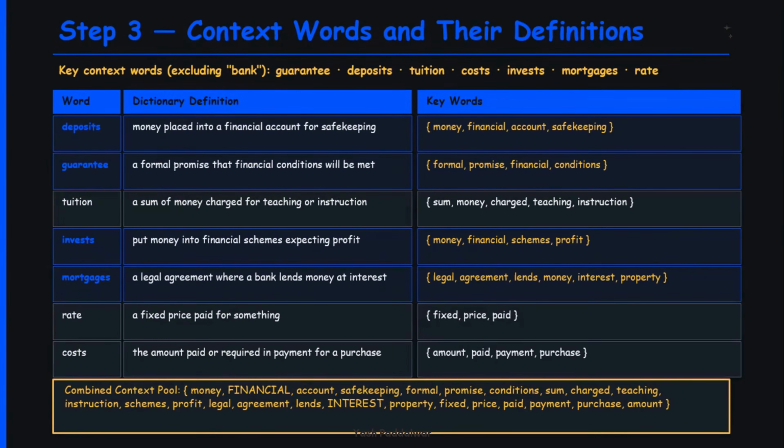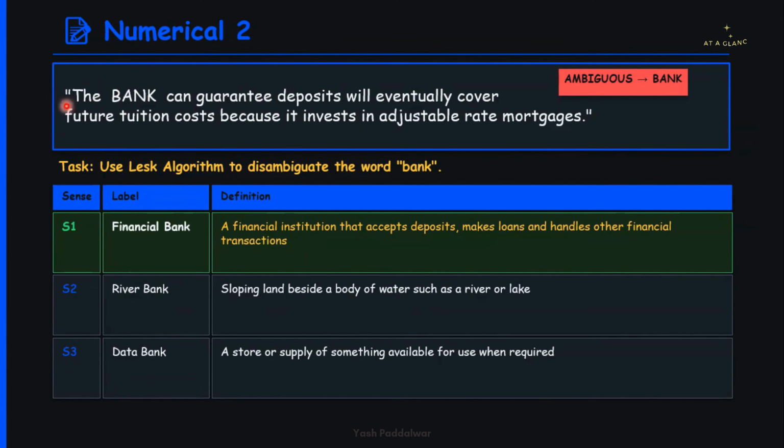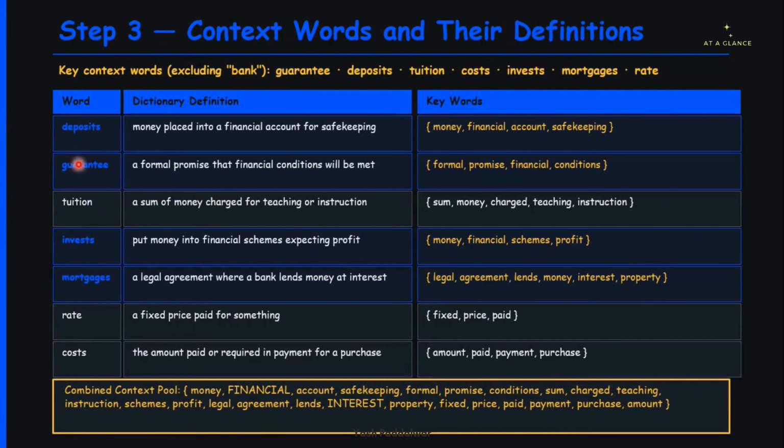Capture the important keywords. In step 3 we have to get the context words and their definitions. In the given sentence we have the context words deposits, guarantee, tuition. Basically we are taking out the important words of the sentence in the question. Don't include bank in it. So guarantee, deposits, these are the important words. Like this we have jotted down the words and their dictionary definitions, and we have captured the important keywords out of the dictionary definitions, like money, then financial, then account, then safekeeping.